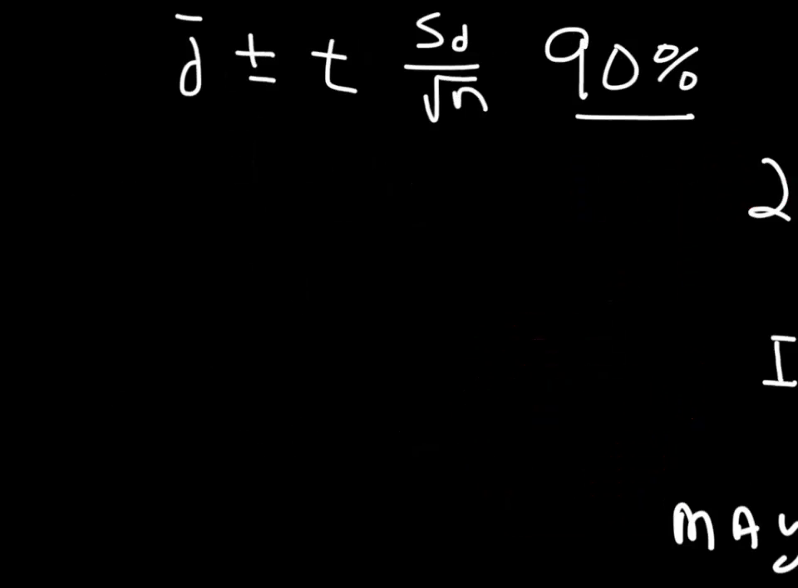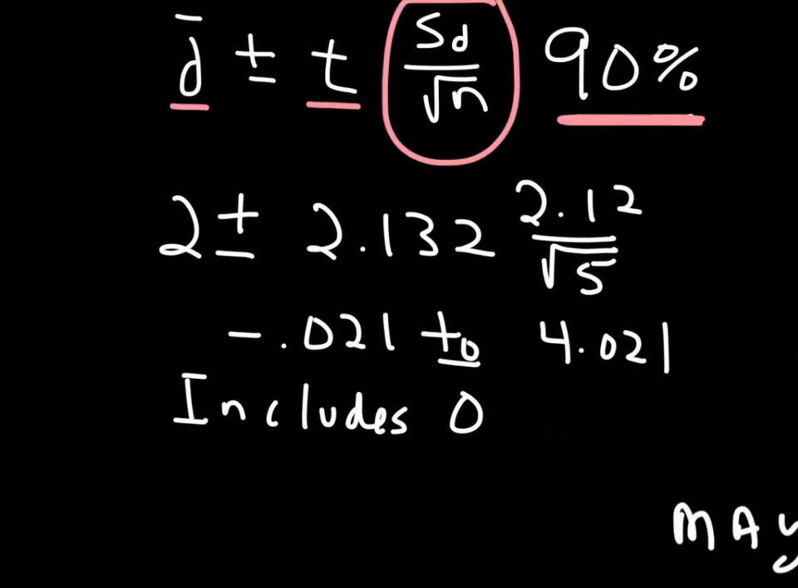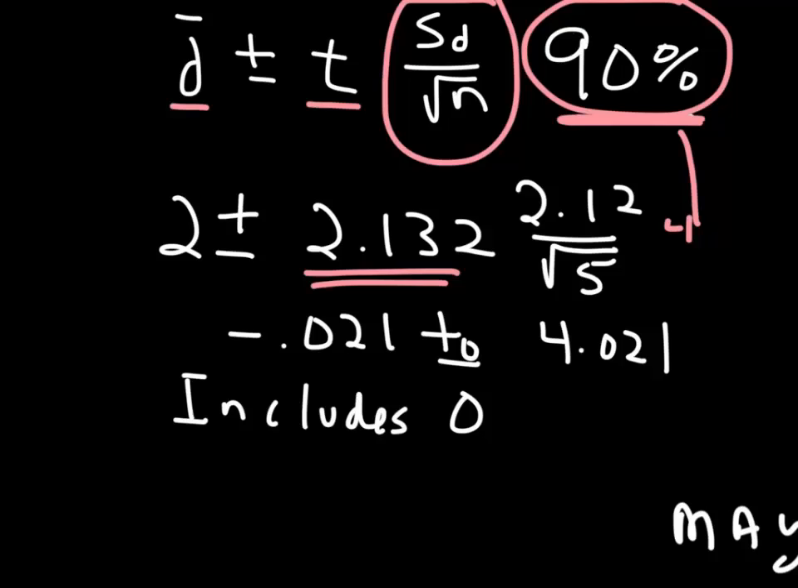I'm also going to compute the confidence interval here, statistic plus or minus confidence coefficient times standard error. I'm going to do a 90% confidence interval this time. And so I have 2 as my d bar. I have my sample standard deviation, square root of n. And so this 2.132, again, if you look on your t-table, under 90%, and go down the left-hand side until you get 4 degrees of freedom.